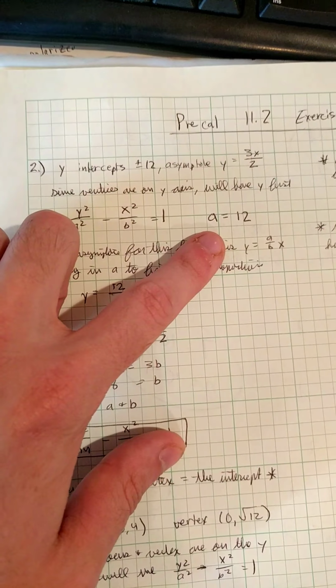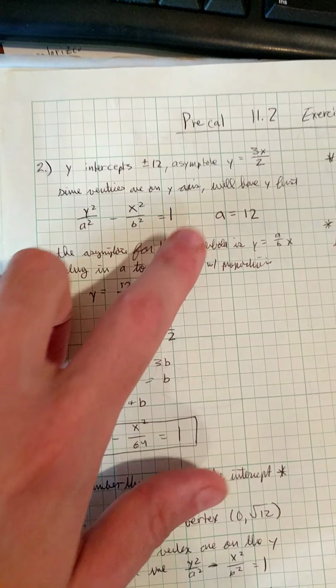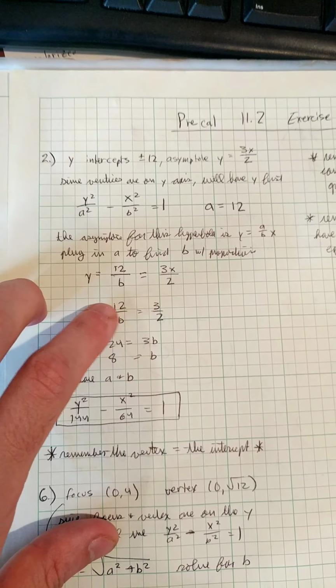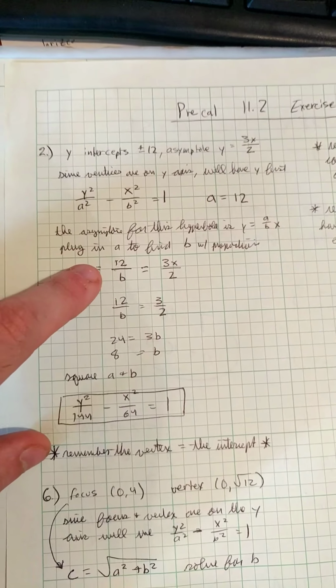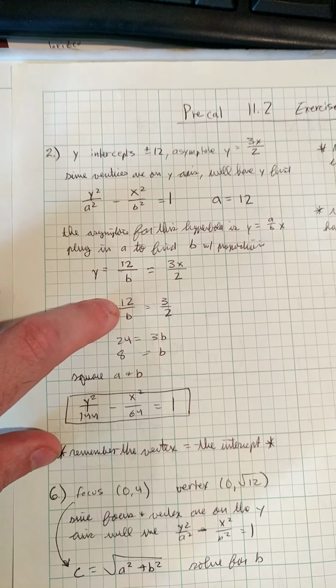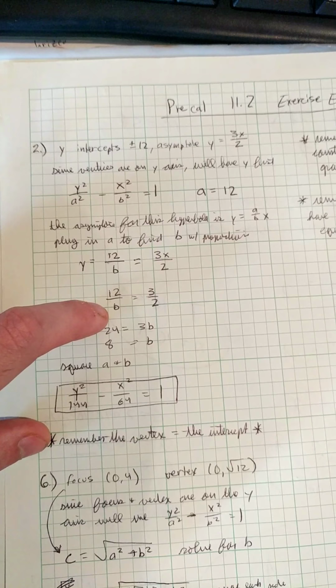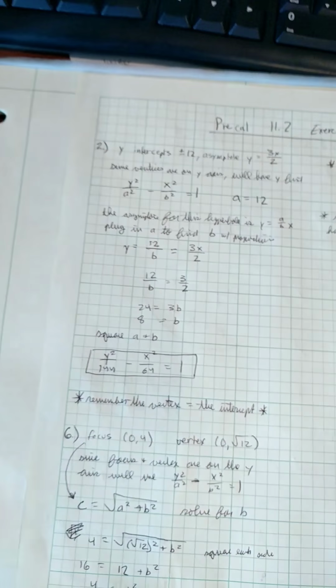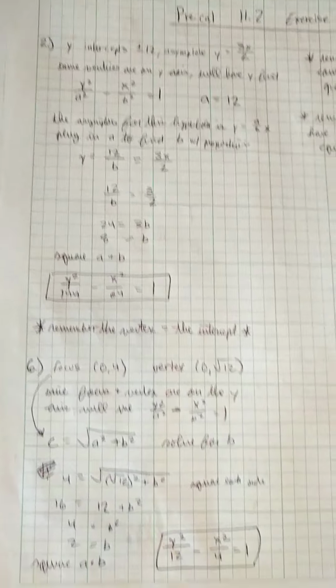So we're given our a is 12. We can use this a over b in order to set up a proportion where we get 3 over 2, which is our a over b, and that'll be equal to 12 over b. Then we solve our proportion and we get b is 8. Then we square our a and b and we have our equation.